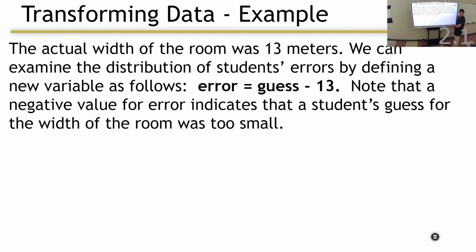So here's what they're going to do. They got your error, the guess. Well, we know what the guess was. That was on your dot plot, minus 13. So what am I basically doing to all those points? Subtracting 13. Note that the negative value for an error indicates that the student width was too small. They underpredicted it.